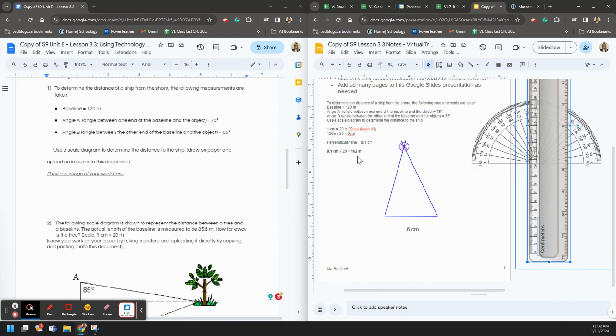And to do this, obviously the measurement is increasing. So now we are multiplying it by 20 using that scale factor we originally started out with to give us the final answer for the distance of the boat from the shoreline as 162 meters.